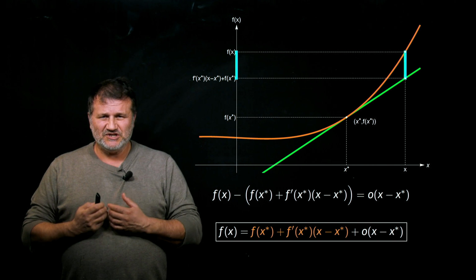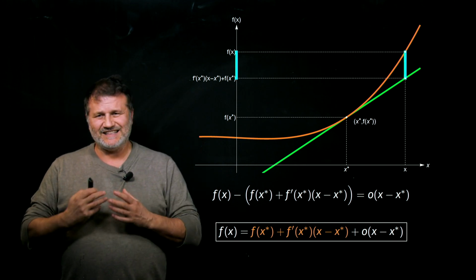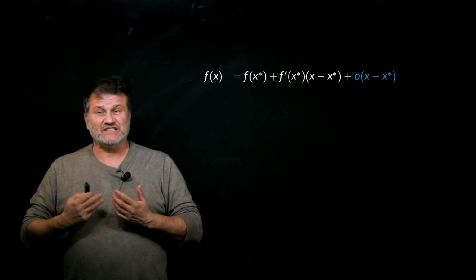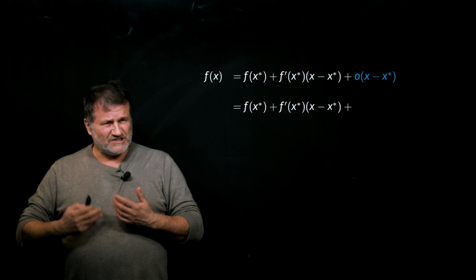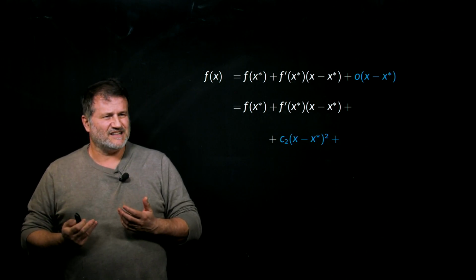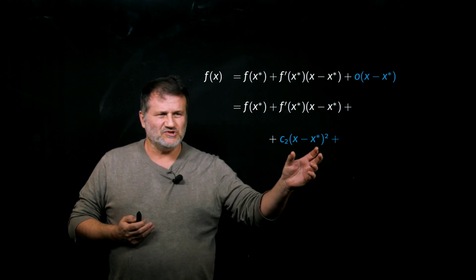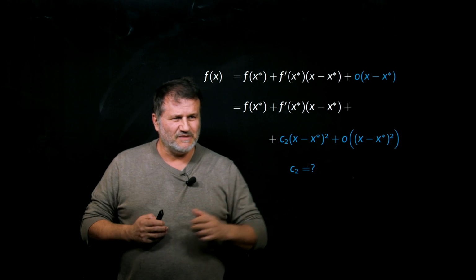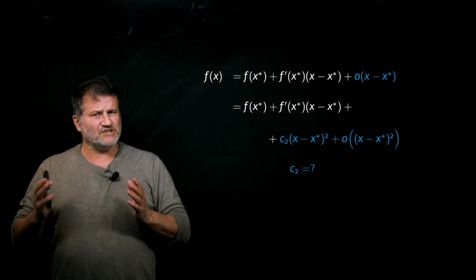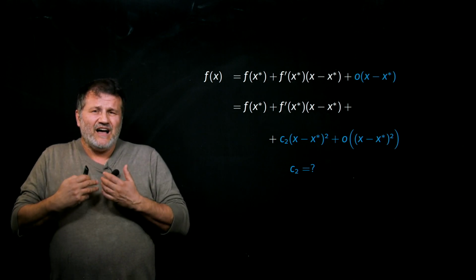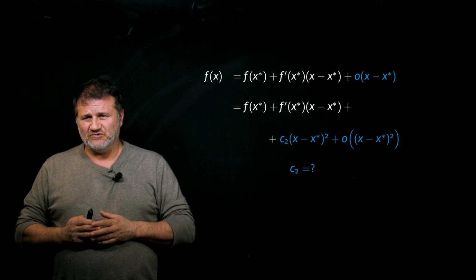Now, under what condition is it possible to improve this type of approximation? To do so, we need to understand what's inside the remainder, which is the little o of x minus x*. For example, we might expect a quadratic contribution in x minus x*, and a new correction that will be negligible with respect to this quadratic contribution, so it should be smaller than (x minus x*) squared. So the question is, under what assumptions is this true? And how can we determine the coefficient C2?